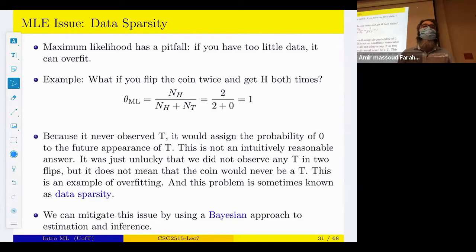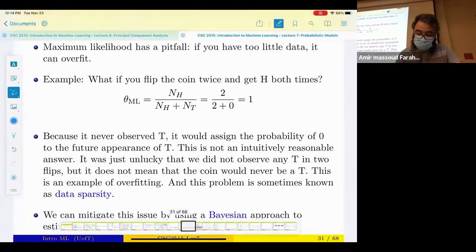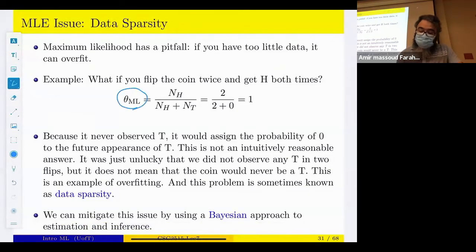One issue that we have already encountered was the case where the number of data points is very few. For example, we flip the coin twice and we get head both times. Then maximum likelihood estimation says that the probability of being head is NH, the number of heads, divided by heads plus tails. So it would be 2 divided by 2 plus 0, which is 1. This is unreasonable.